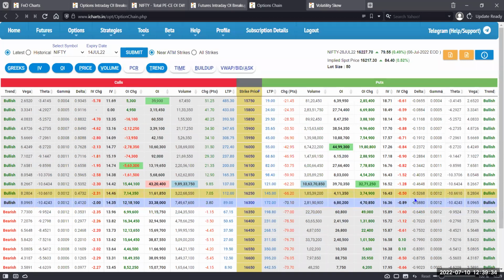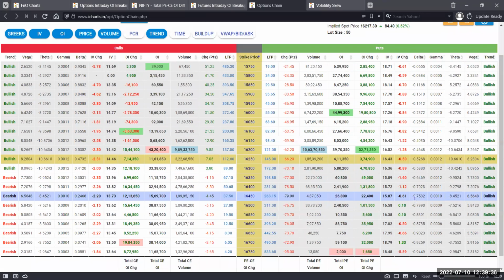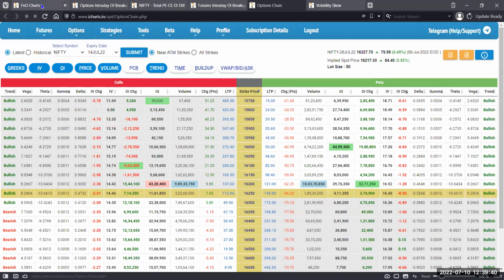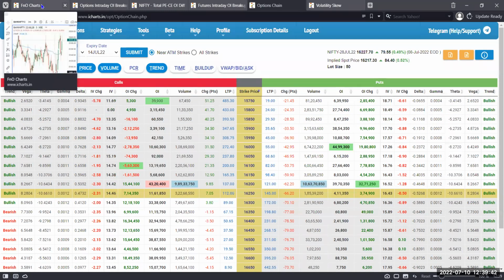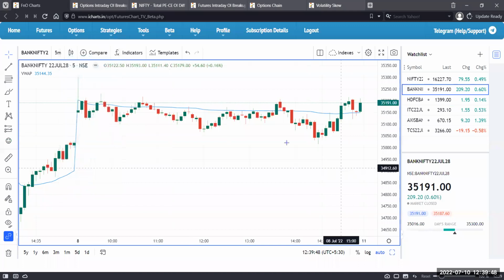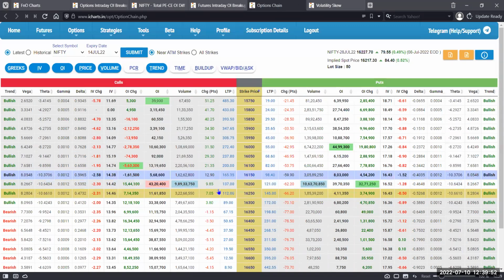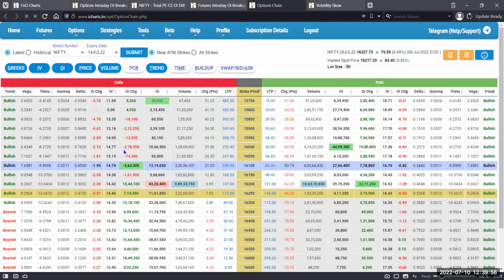Prices fall 15 to 20 points, and then suddenly I just observed that 15,350 strike price unwinding 4 lakh volume. So this is the difference of why price is coming down. Sir, does the option chain not show that? Sorry? The option chain, what happens is the OI change will show you compared to the previous day.